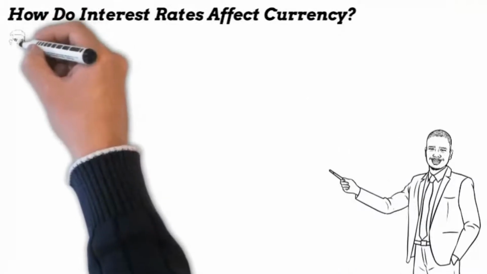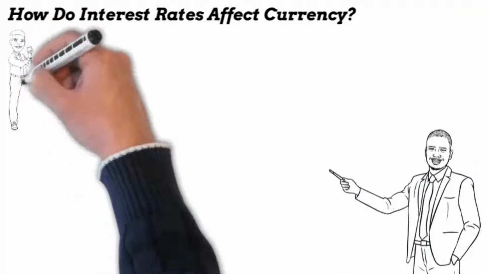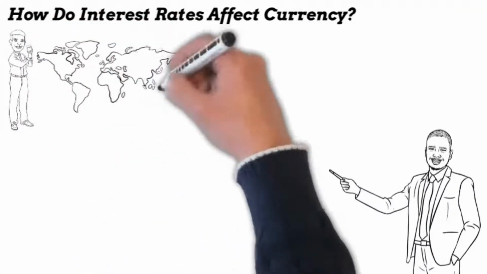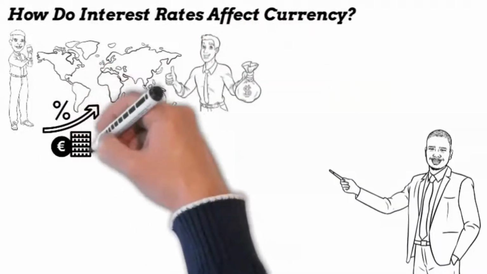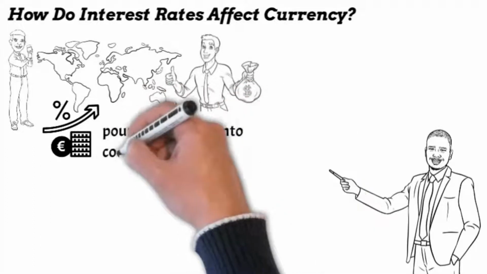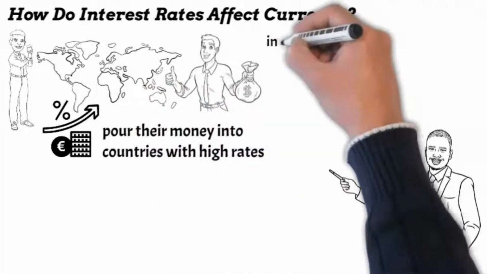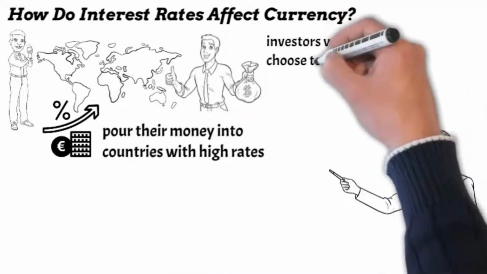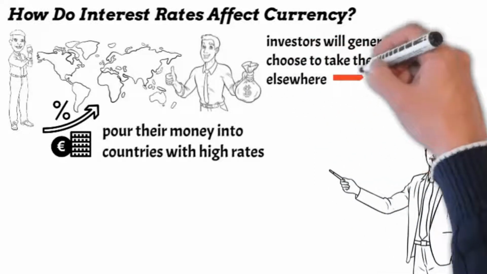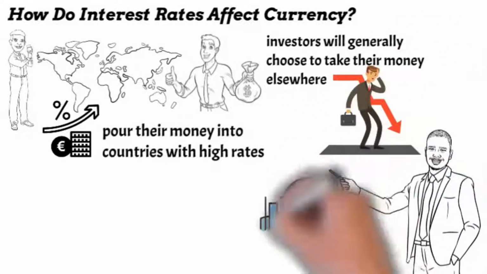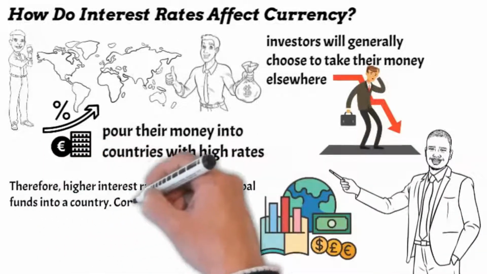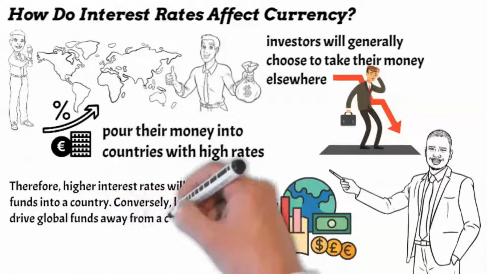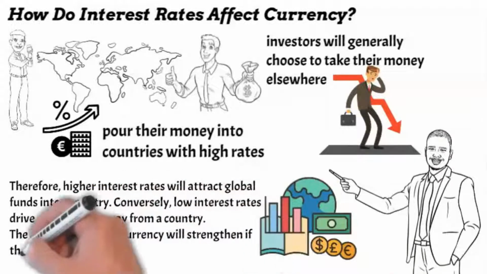Global investors will generally pour their money into countries with high rates, hoping to get a piece of the return. If the rates are low, investors will generally choose to take their money elsewhere. Therefore, higher interest rates will attract global funds into a country. Conversely, low interest rates drive global funds away from a country. The net effect is that a currency will strengthen if the country's interest rates are high. A currency surrounded by low interest rates is, on the other hand, more likely to weaken over time.